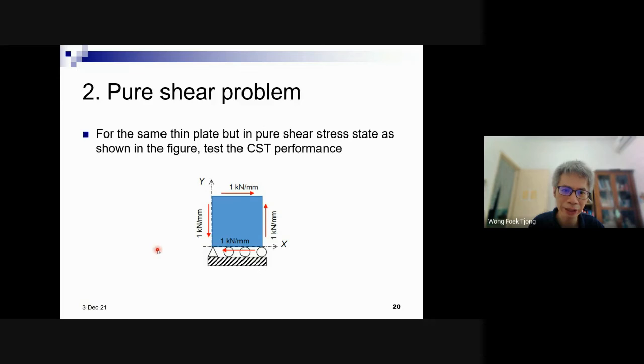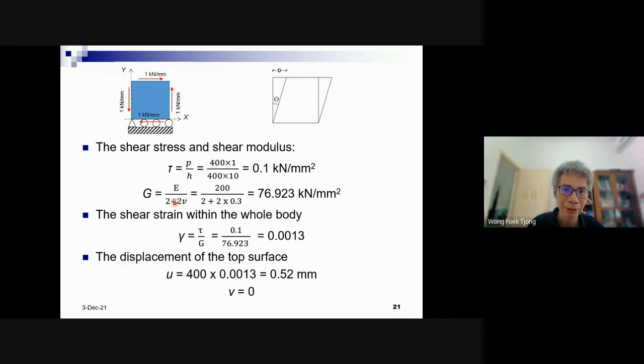Can we solve this exactly? Yes, we can. If we have shear force, the deformation is just like this, right? It will make an angle theta, and the top face will displace D.